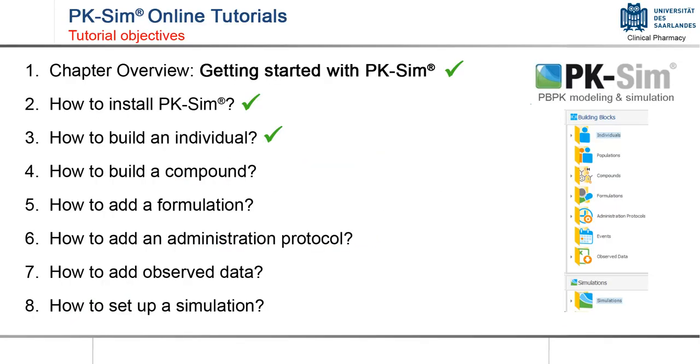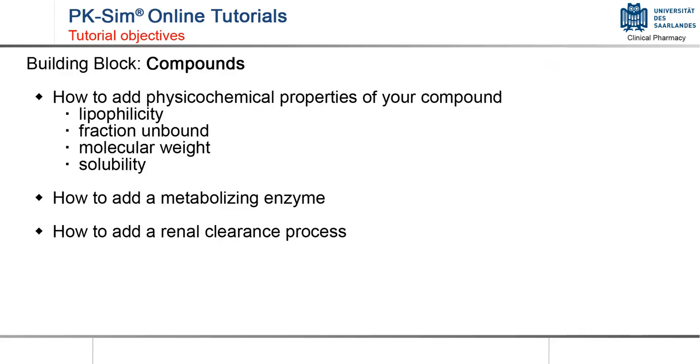Please be reminded that the results of the checkmarked videos are necessary to be able to follow the content of this video properly. In this video, we will show you how to create a compound. By taking the example of midazolam, we will explain how to add physicochemical properties of your compound, a metabolizing enzyme, and a renal clearance process in PK-Sim.